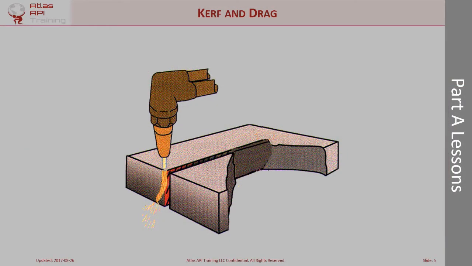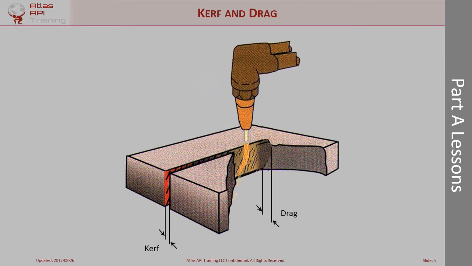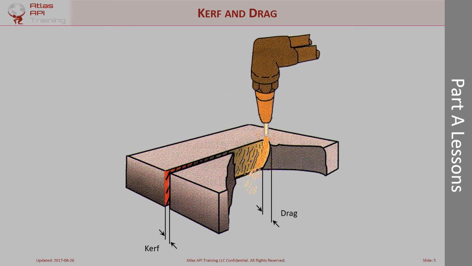This curve and drag animation is from the actual narrated lesson. When you're making that cut, the width of the cut is referred to as the kerf. The cut's starting to drag behind. As you can see, it's not straight up and down. And the distance that it's dragging behind is referred to as the drag.